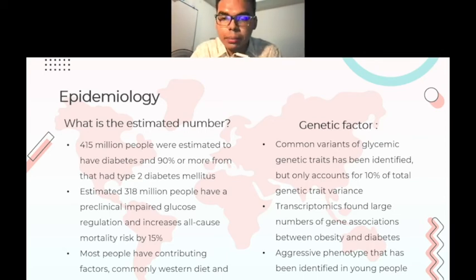Lastly, there is an aggressive phenotype that has been identified in young people, which is 15 to 30 years, who is diagnosed with type 2 diabetes. So, type 2 diabetes mellitus occurs commonly in sedentary lifestyle and obesity, which is proved by the high incidence of diabetes and supported by the findings about the genetic factors. Thank you.